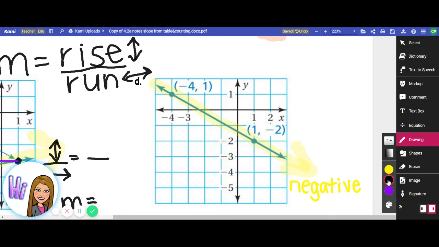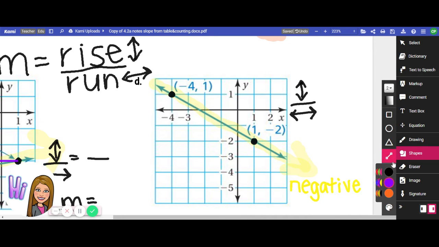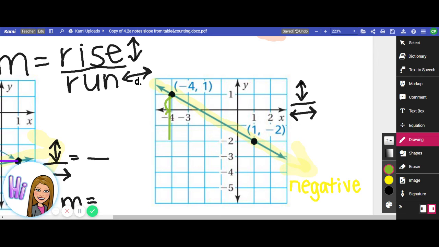So the first step is to find your 2 points, -4, 1 and 1, -2. And then we want to think about our rise over our run. Up and down, over left to right. So if I look at shape, our rise is going to be right here. So how many is that? And you just count. So 1, 2, 3, but we're going down. So we're going to call it a -3.